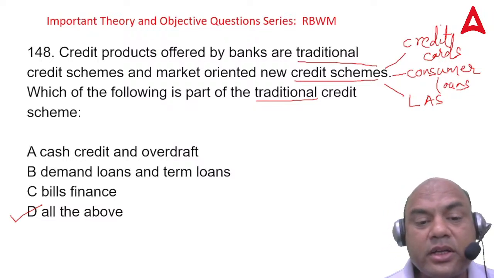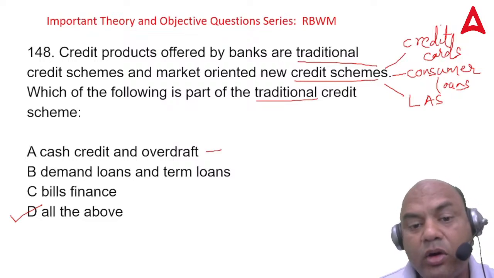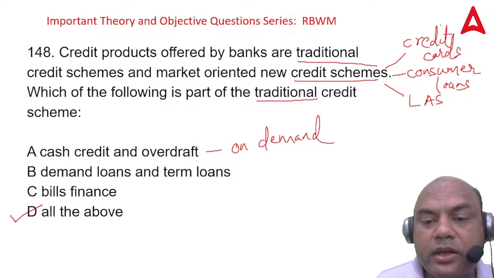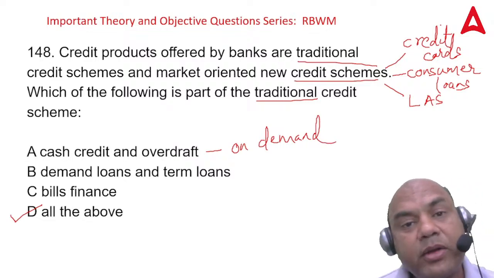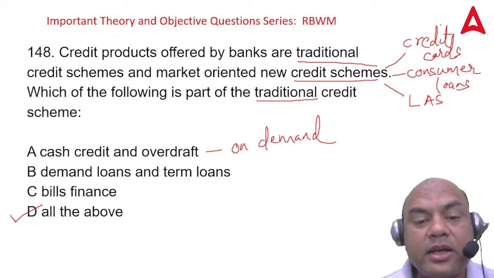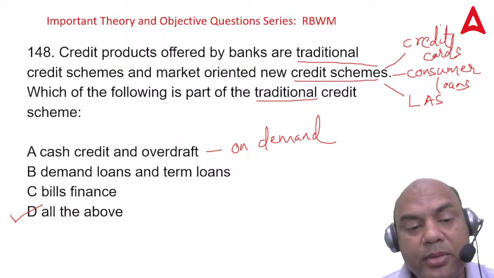What is CCOD? CCOD is a loan which can be repaid anytime. On demand, we call it. This is known as CCOD. It can be paid whenever it's required by the bank, or even the customer can repay it anytime. In CCOD, we only pay the interest every month. We never pay the EMI.